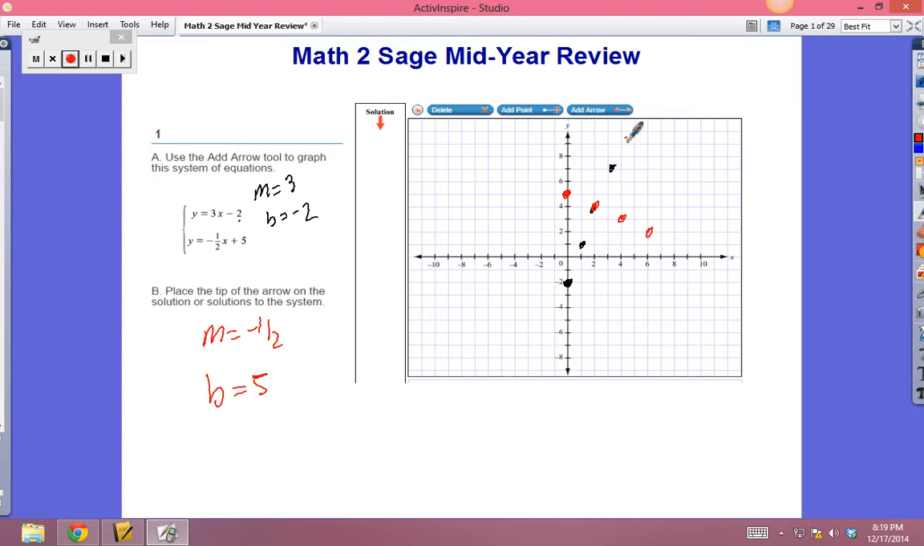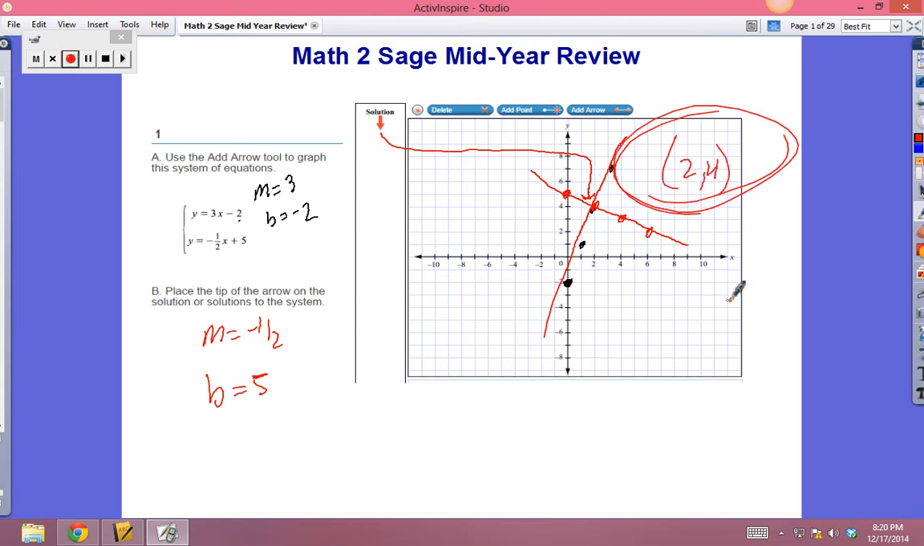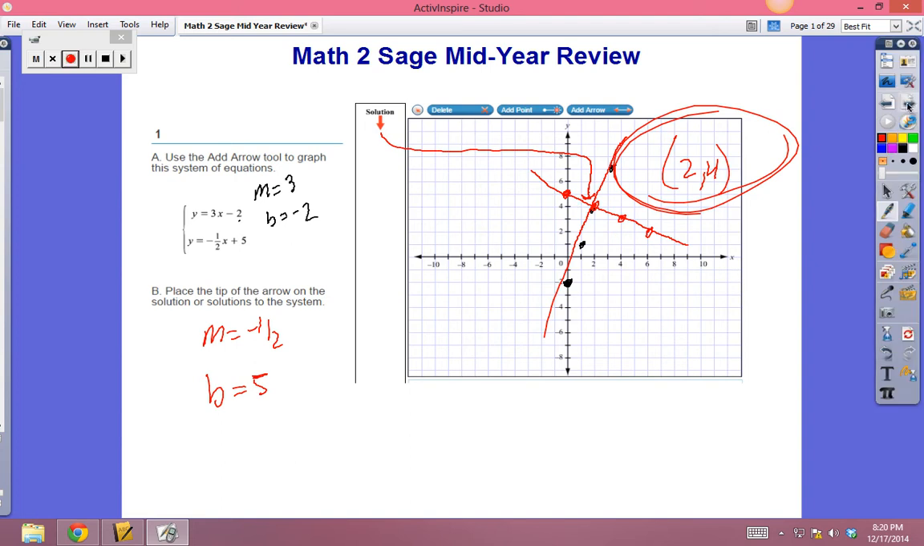So if you draw a line through these dots, the solution to a system of equations is the intersection of where they cross. So this solution is going to happen right there. The answer is over 2, up 4. That is the solution to that system.